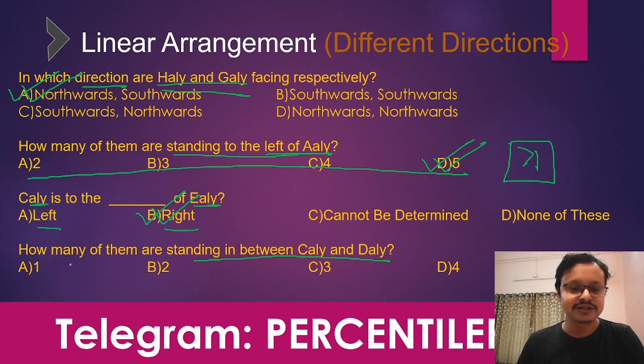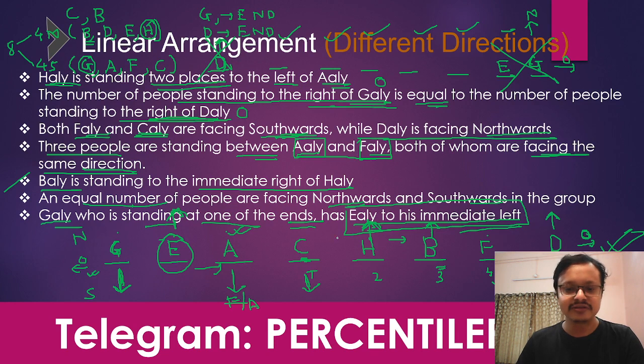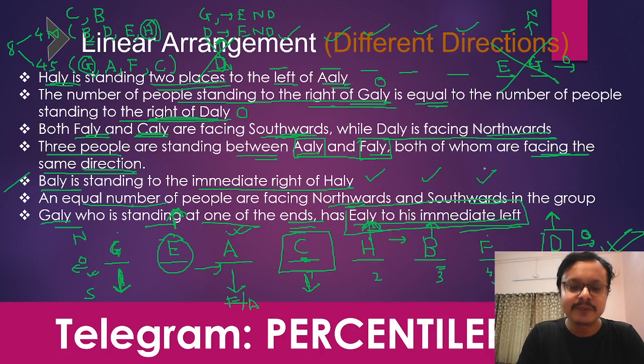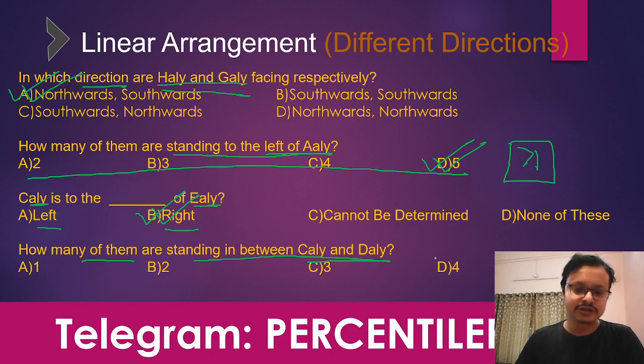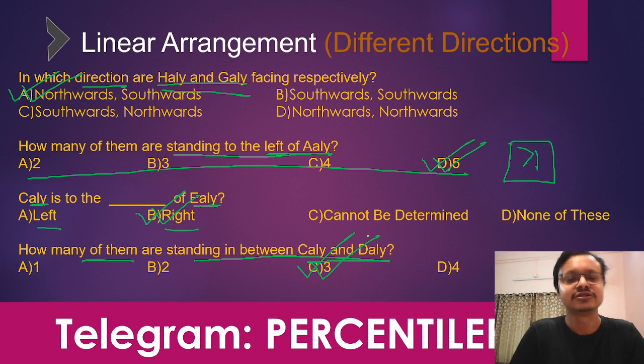The final question in the set is saying how many of them are standing in between Cali and Dali. So where is Cali? Cali is here. Where is Dali? Dali is here. People in between are Hallie, Bali, and Fally. So effectively, you have 3 people in between Cali and Dali. So the answer to the last question in the set will be option C, that is 3. And that is how you could have solved the set.